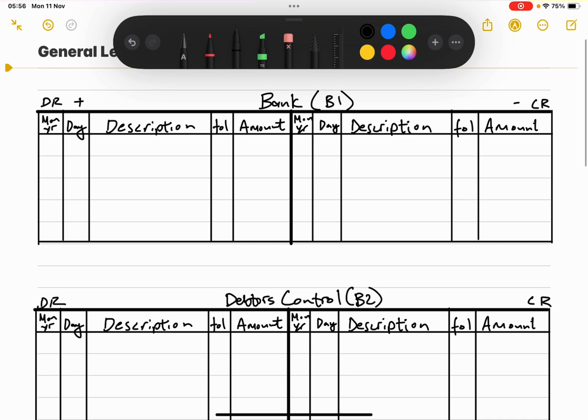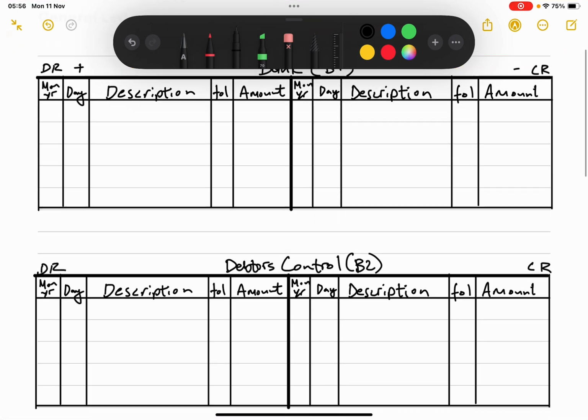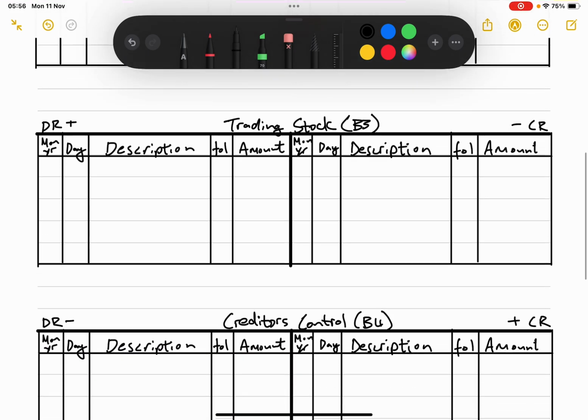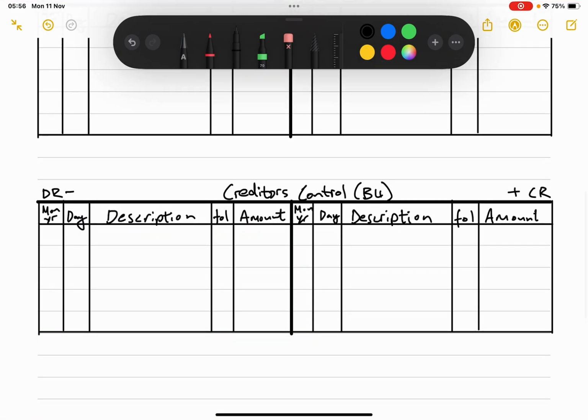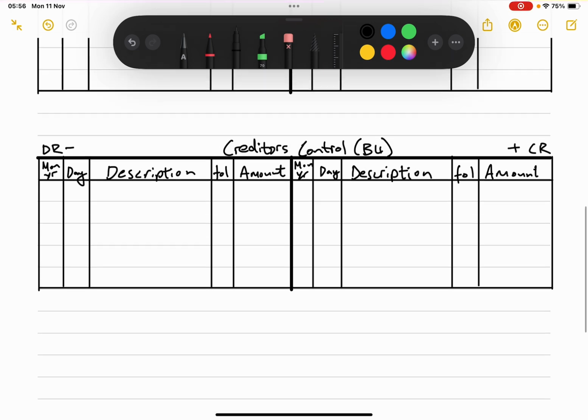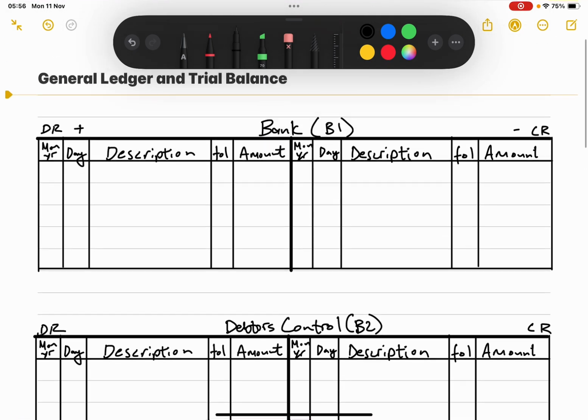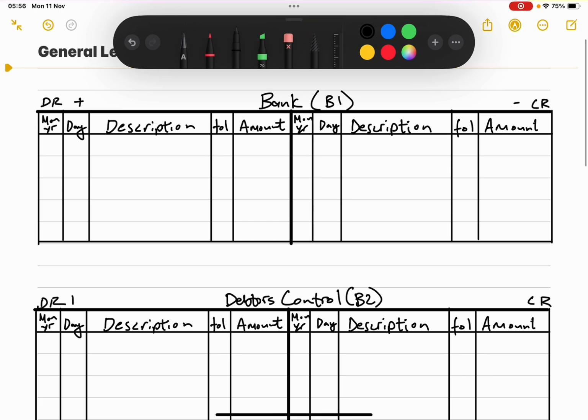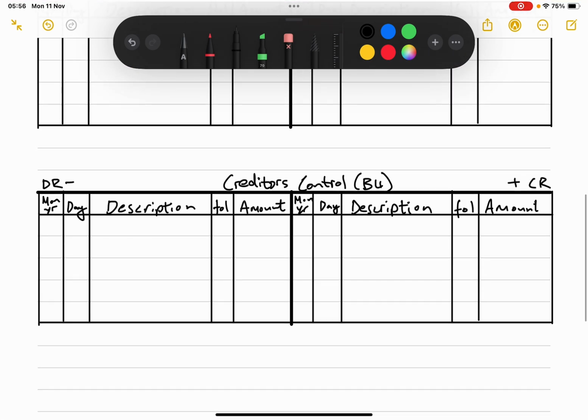So what I'm going to go over today is these four T accounts: bank, debtors control, trading stock, and creditors control. The first three are assets. The last one is a liability. Okay, and so the first three are going to increase on the debit side and decrease on the credit side, whereas the creditors control will be the opposite. It will increase on the credit side and decrease on the debit side.